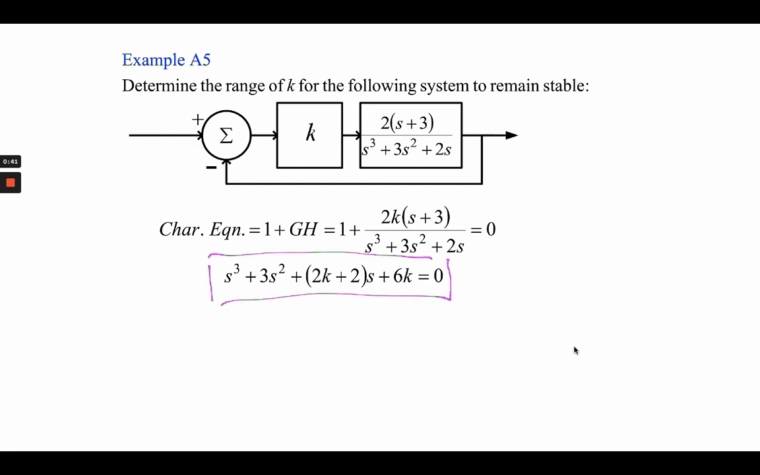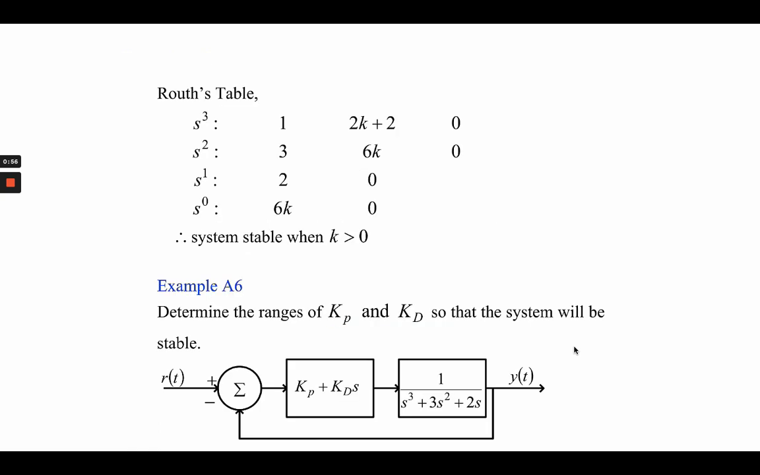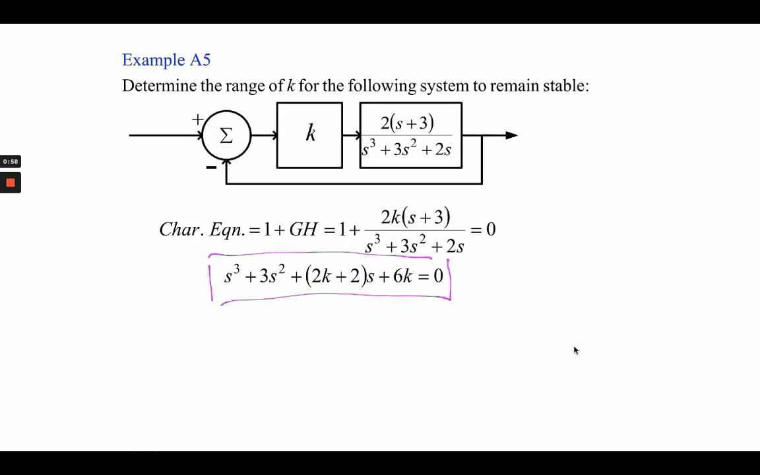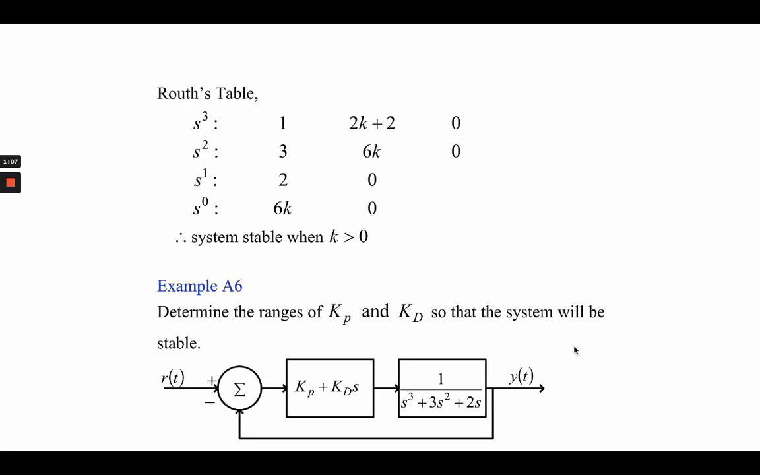And we can find the stability of the system without knowing the location of the poles on the S-plane by putting all the polynomial here in the Routh table. And we have the coefficients of this polynomial: 1, 3, 2k + 2, and 6k. And then we insert them into the first two rows of the Routh table. We have 1, 3, 2k + 2, and 6k over here.